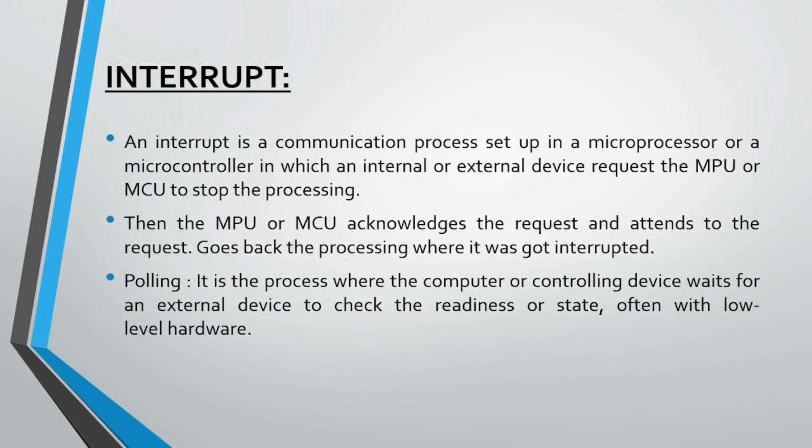Coming to interrupt. Interrupt is a communication process set up in a microprocessor or a microcontroller, in which an internal or external device requests the MPU or MCU to stop the processing. Then the MPU or MCU acknowledges the request and attends to the request, and goes back to the processing where it got interrupted. Coming to polling. Polling is a process where the computer or controlling device waits for an external device to check the readiness state, often with low level hardware.